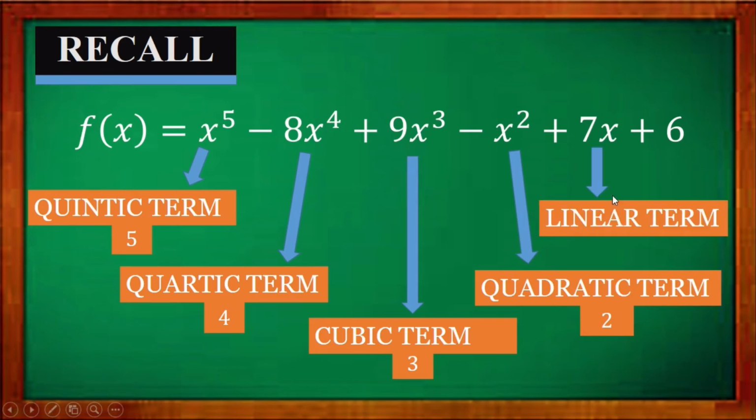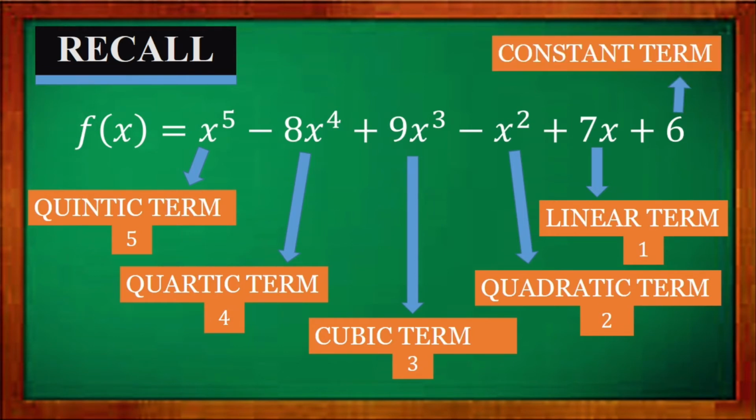And the next one is our linear term, which is 7x. And when we say linear term, it is a term which has an exponent 1. And last one, we also have our constant term. So when we say constant term, it is the term which has an exponent of 0. So, saan natin makikita yung 0 natin dito? Bakit po naging 0 yung exponent ng constant term natin?